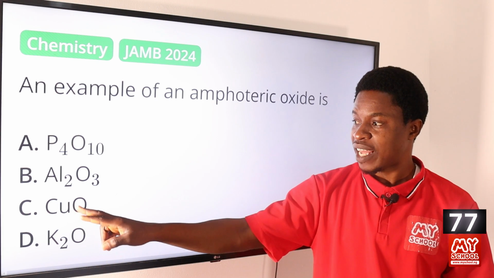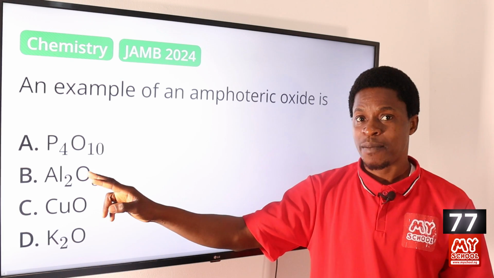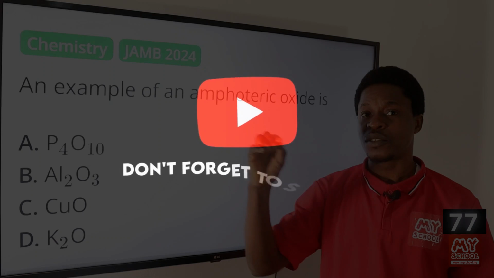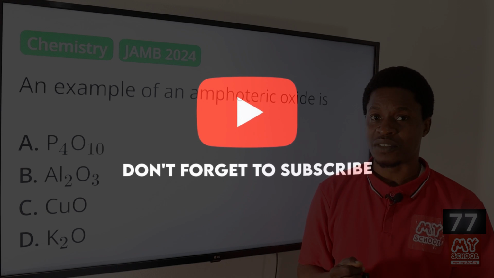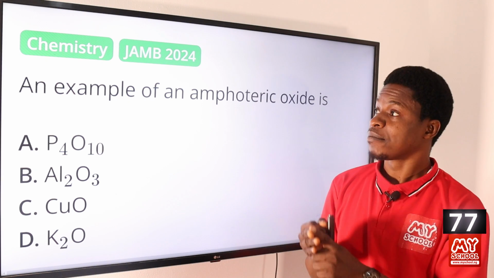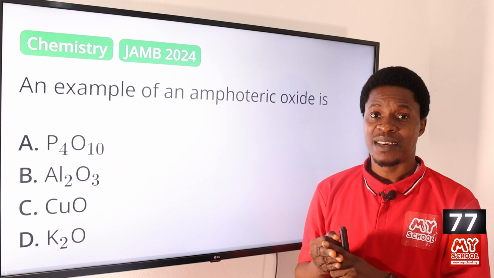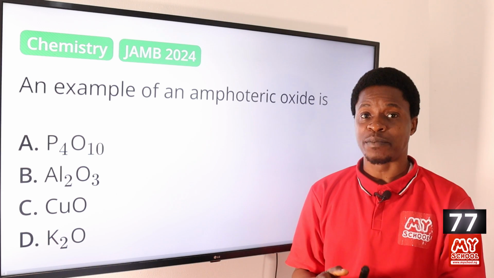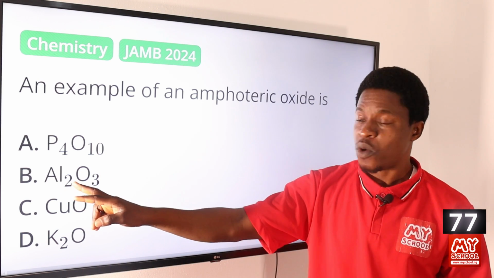This one is a metal, this is a metal, this is a metal. But among them here, the oxides of zinc, like zinc oxide, lead oxide, and aluminium oxide are amphoteric oxides, because they can act as an acid and act as a base. So Al2O3 is the correct answer.